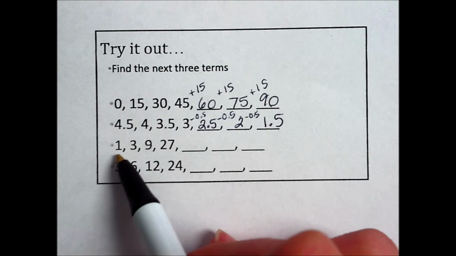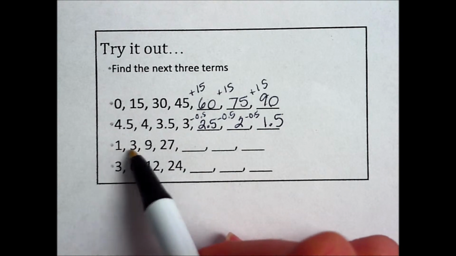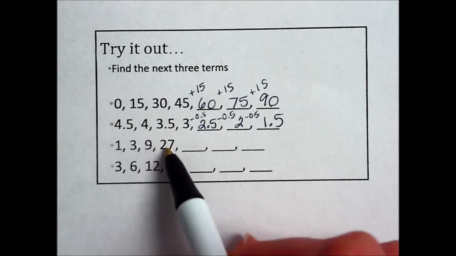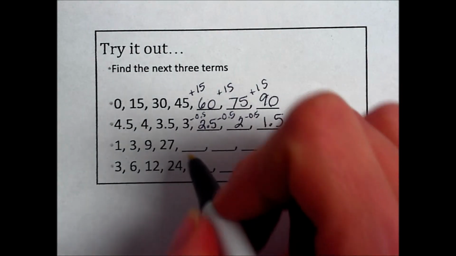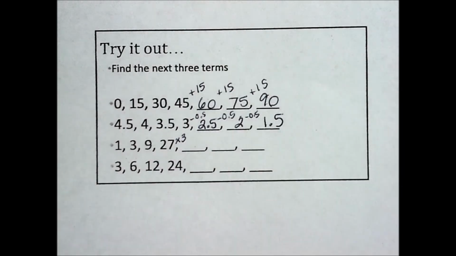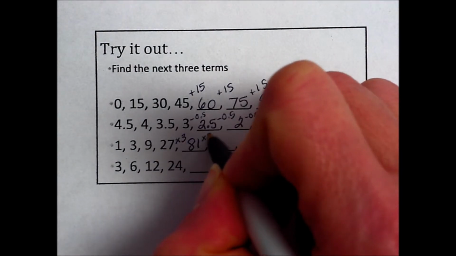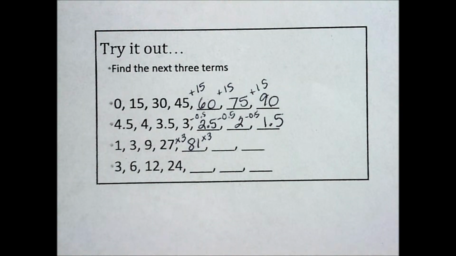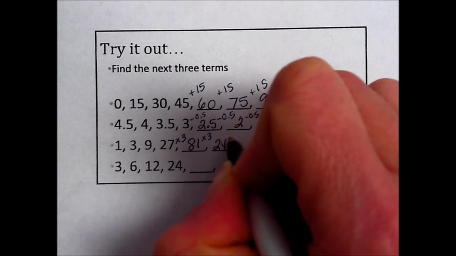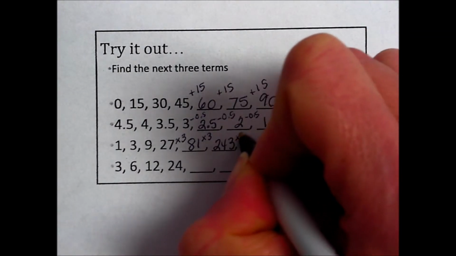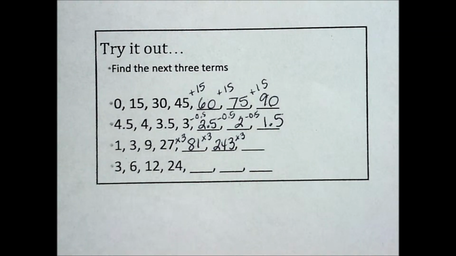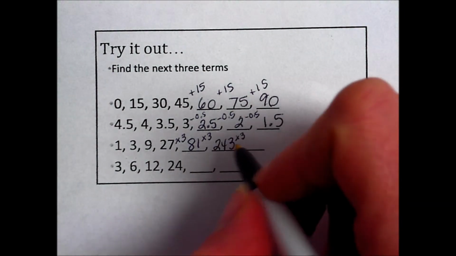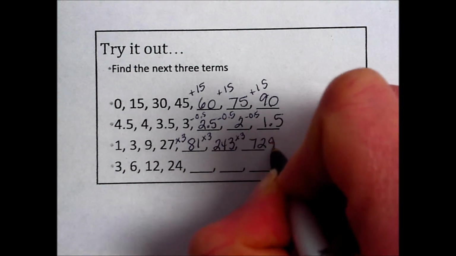Okay, when I look at the next one, going from 1 to 3, I can do times 3. 3 times 3 is 9. 9 times 3 is 27. So my pattern is times 3. So I'll start with 27 times 3 and get 81. 81 times 3 gives me 243. And then 243 times 3 gives me 729.